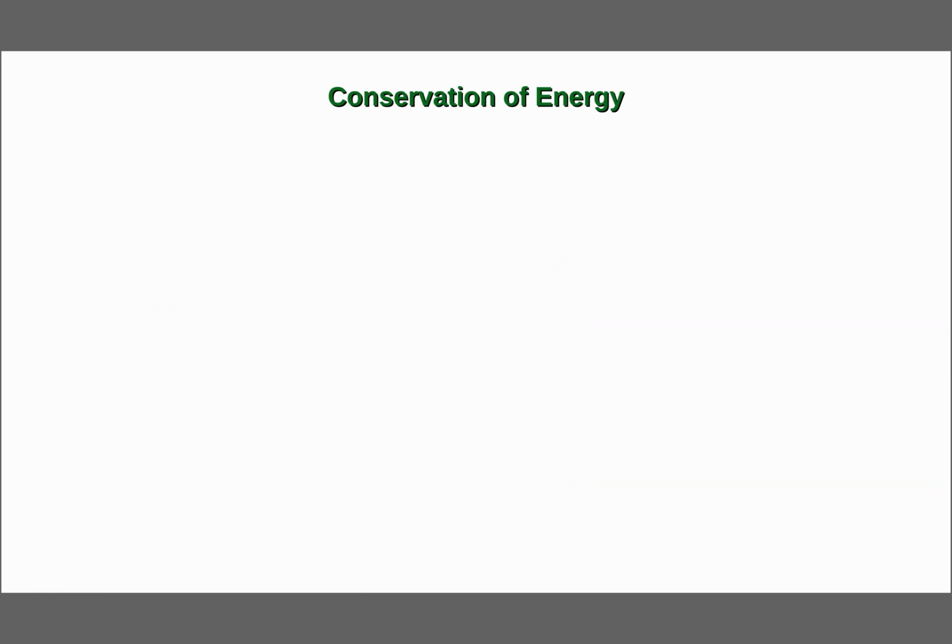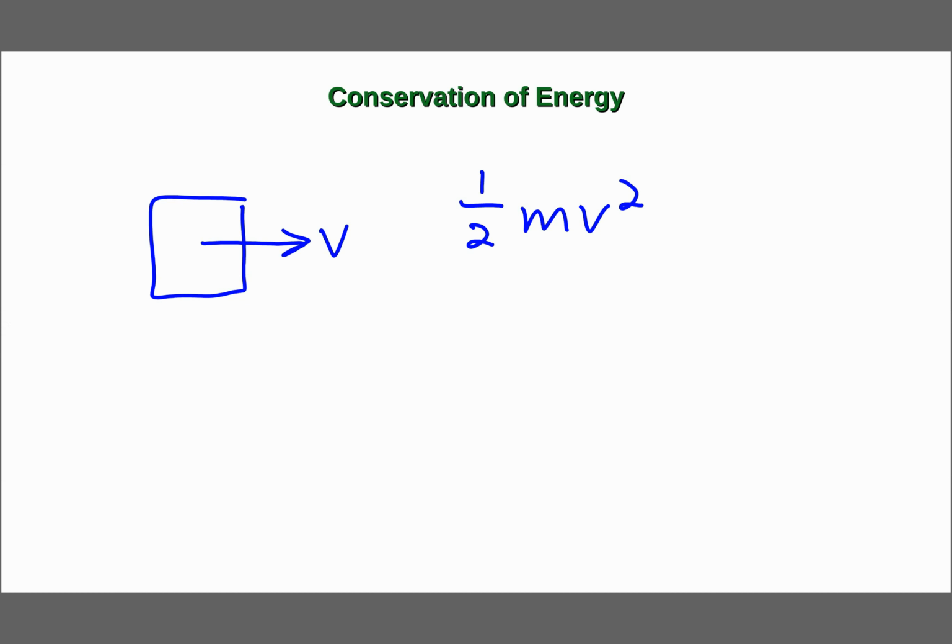So it seems like energy is always changing, right? We give an object kinetic energy when we give it some velocity. And that kinetic energy is 1/2 mv squared. So it seems like we're adding energy to and removing energy from the universe as we do work on objects, right? As we give objects different kinetic energies.